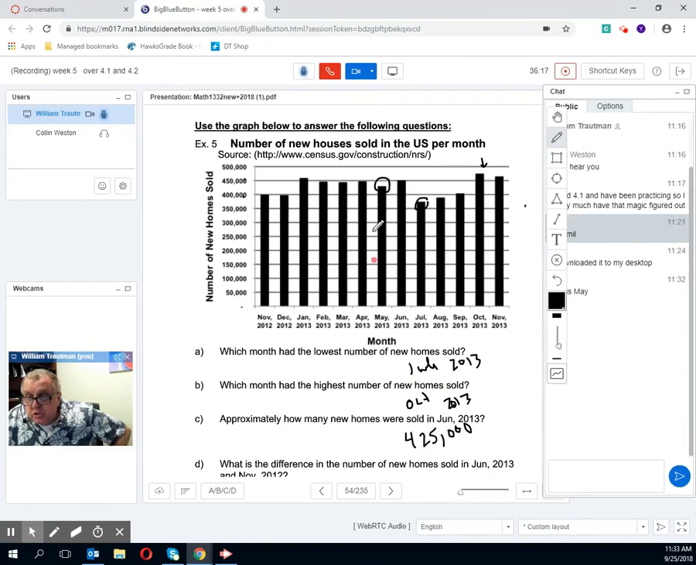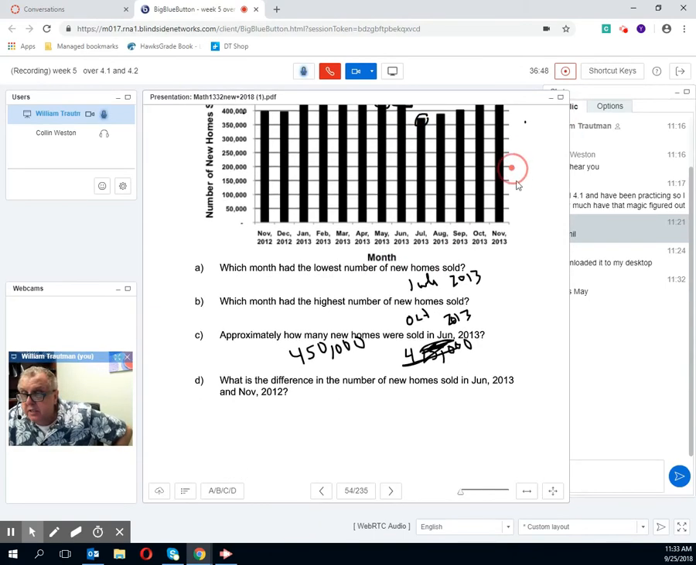Wait, in June? Where's June? Where's June at? June 2013 is right here. Did I read the question wrong? Approximately how many new homes were sold in June 2013? That's 450. I must have been looking at a different graph. 450,000. That's June right here. I'm putting a square on it. Next.